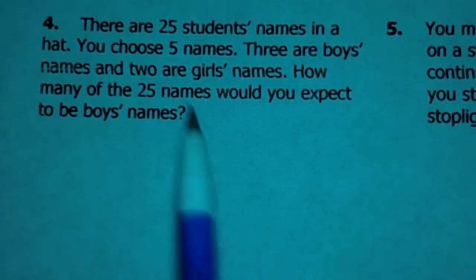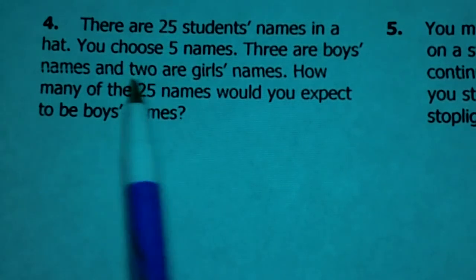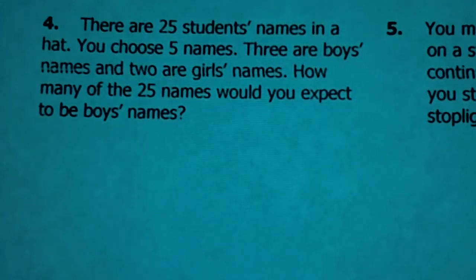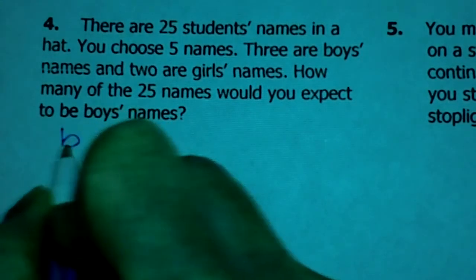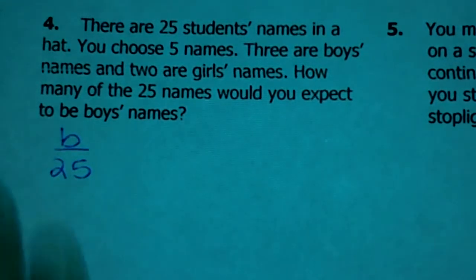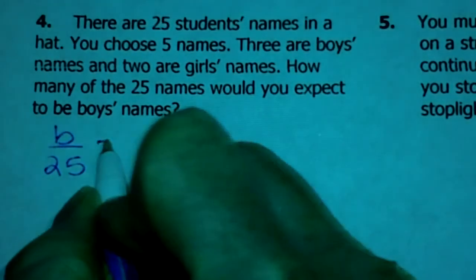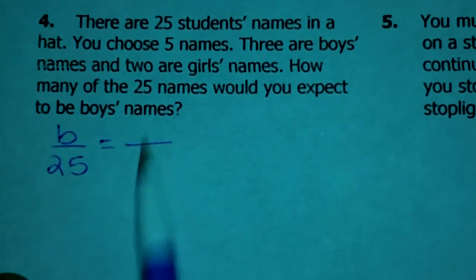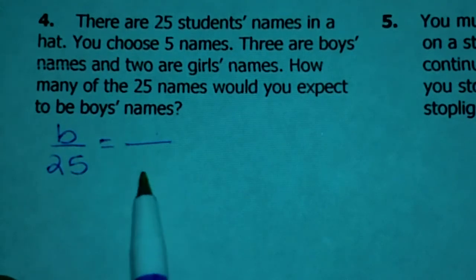So here's the deal. I know that there are 25 names in the hat. We chose 5, and 3 are boys and 2 are girls, right? I want to know how many you expect to be boys. So what I'm trying to figure out is how many boys' names out of 25. Right? So B over 25. You could use X if you want. It's fine. So we're going to compare that to another ratio where the top represents boys and the bottom represents total. We're going to use this to help us make a prediction.